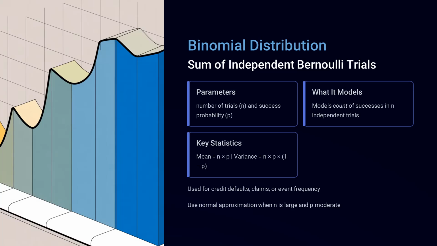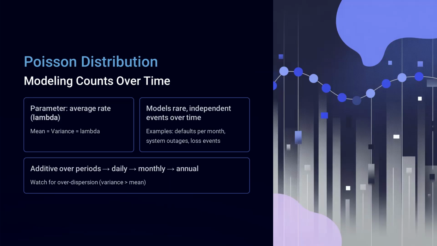The binomial is your workhorse for count data where the number of trials is fixed, and each trial has the same success probability. It's widely used in credit risk, reliability analysis, and even stress testing when you're estimating loss frequencies. When the number of trials is large, and the success probability is moderate, you can use a normal approximation to simplify computations. But be careful. If p is very small or very large, or n is too low, the approximation will misstate tail risk.